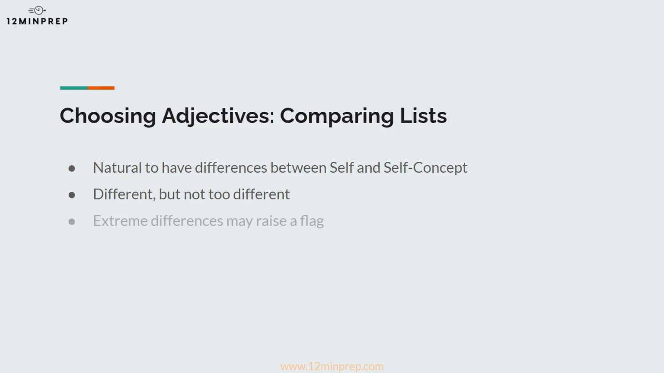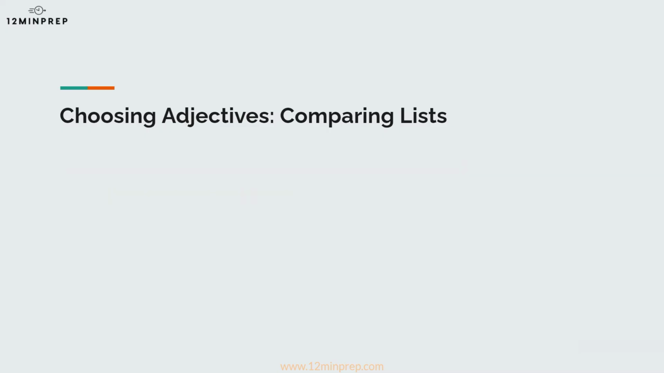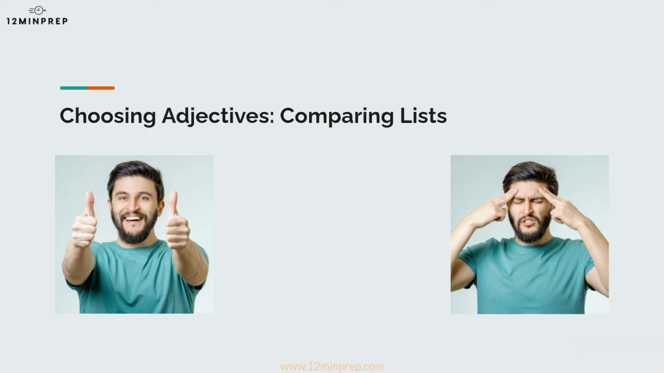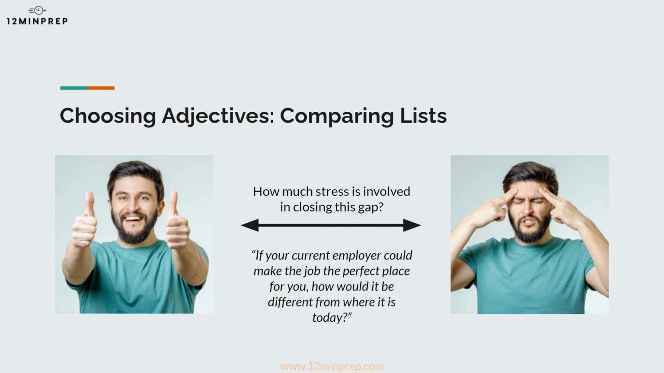Extreme differences between the two lists may raise a flag. This may show two completely different personas, and employers may decide not to move forward with your application. If they do decide to move forward, they may want to understand how much stress is involved in closing this large gap. They may try to find this out during the interview process. For example, they may ask, if your current employer could make the job the perfect place for you, how would it be different from where it is today?